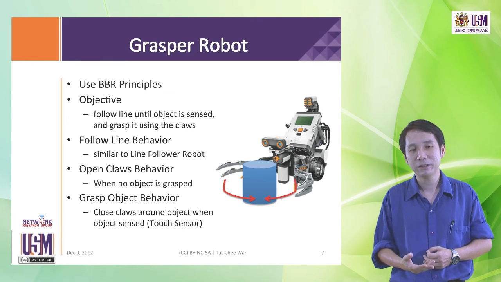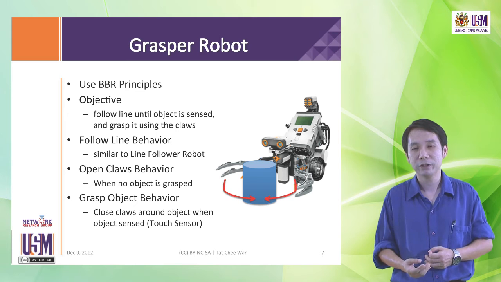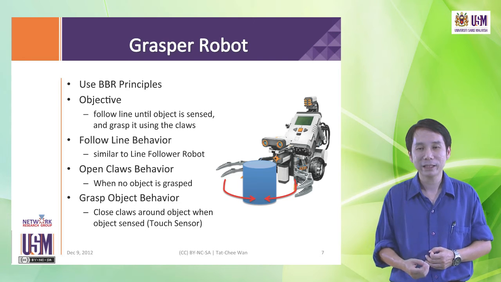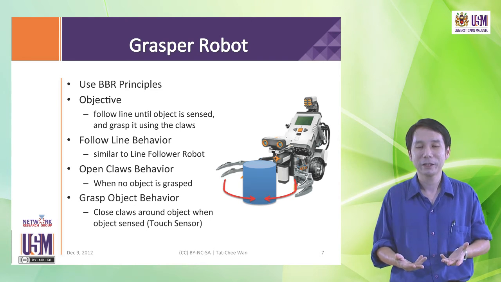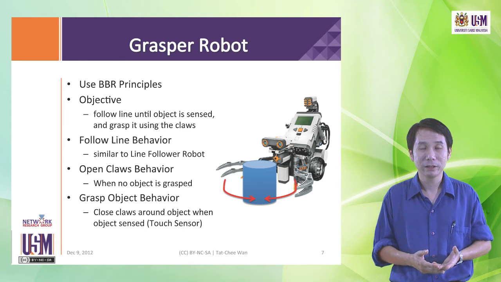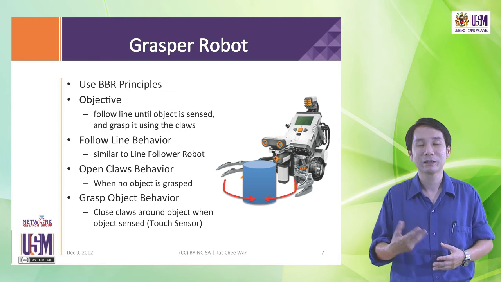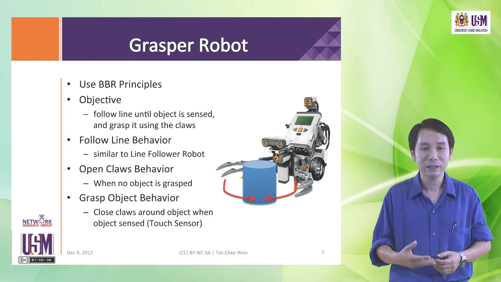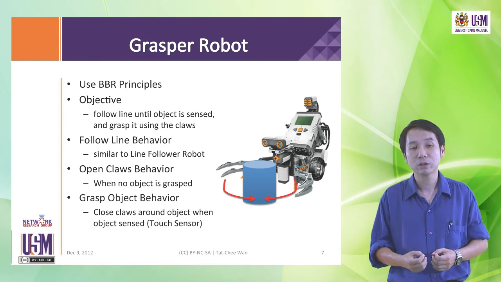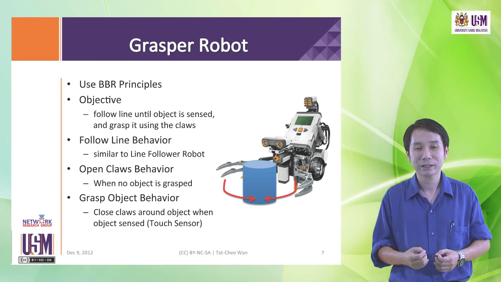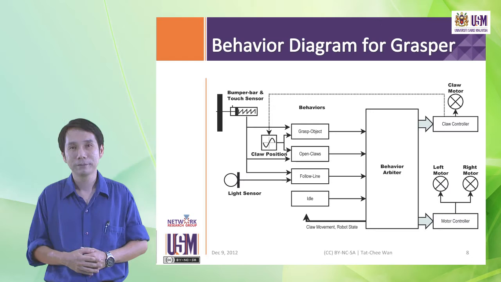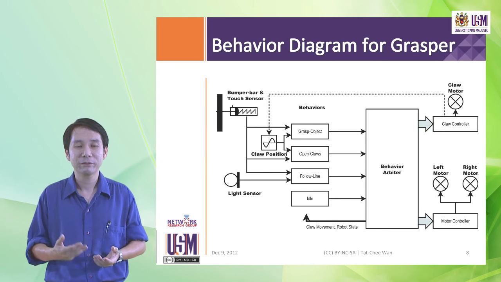The second behavior is called the open claws behavior, which will take place when there is no object being grasped and the claws are closed. We want it to open so that we can close it around an object when we bump into it. Finally, the grasp object behavior will close the claws around the object when the object is sensed by the touch sensor. This is the behavior diagram for grasper.